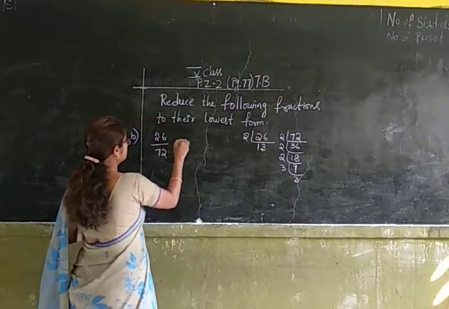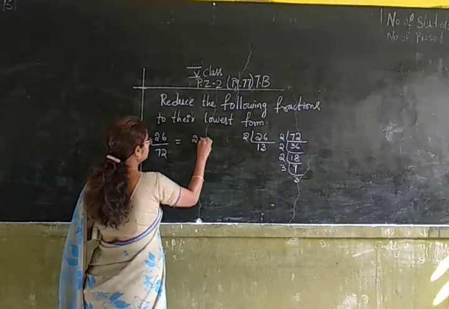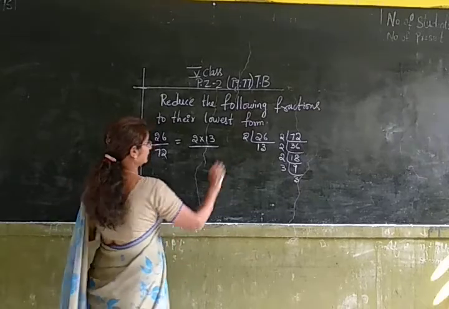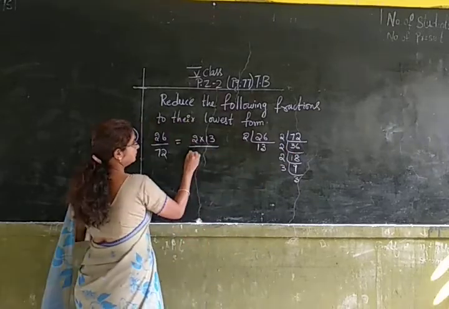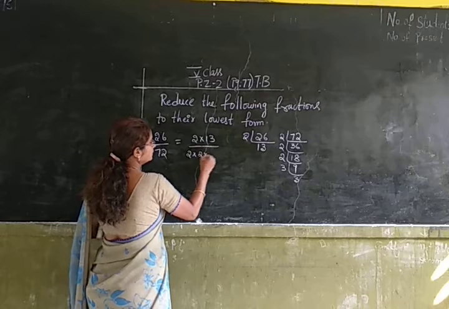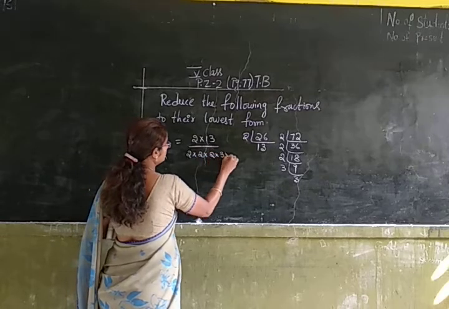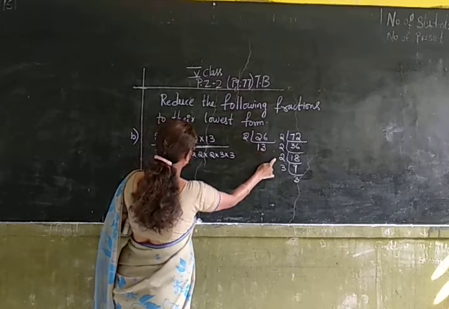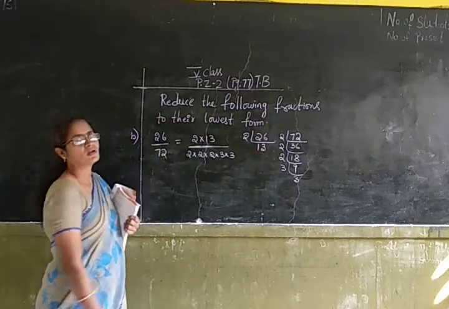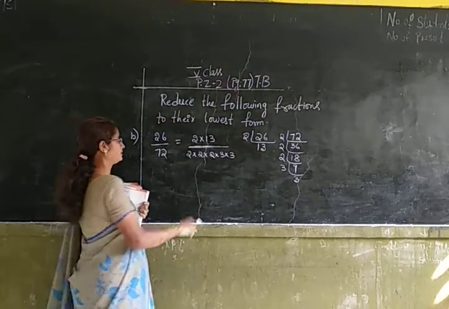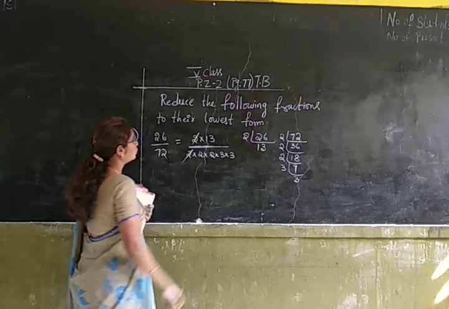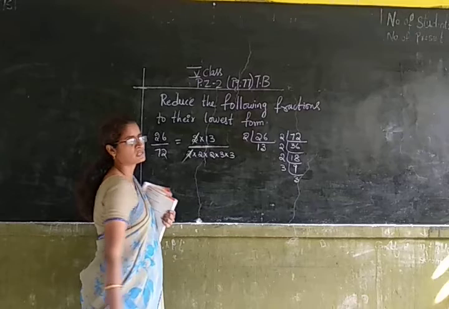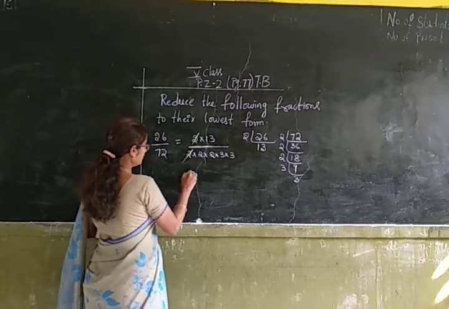Okay children. So prime factors for 26 are 2 into 13. Prime factors of 72 are 2 into 2 into 2 into 3 into 3. Now let us cancel the common factors. 2 is in both the numbers. And there are no more numbers which are in common.